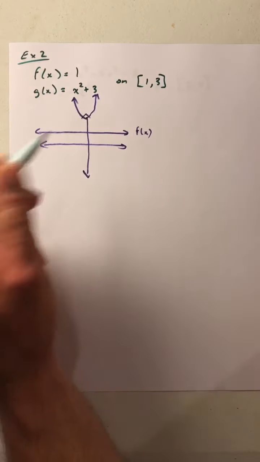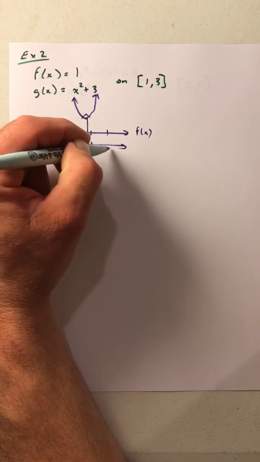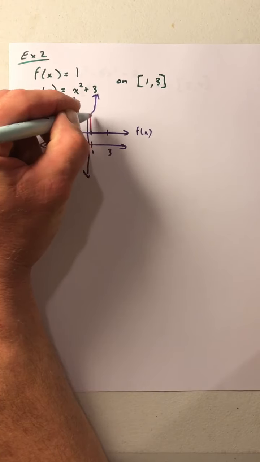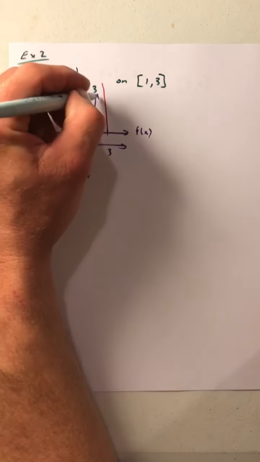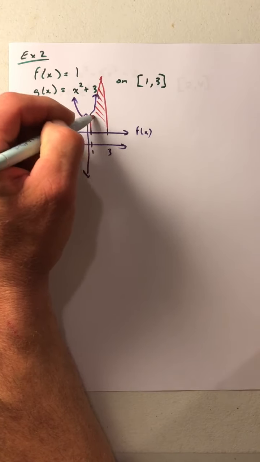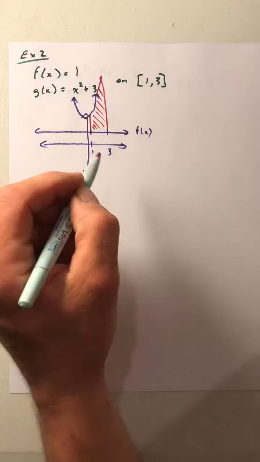Again, a quadratic. We're going from 1 to 3. So here's 1, here's 3 on our graph. We're looking between these two curves. That's going to go up a little farther. So we're going to have a fairly large area, it looks like, going from 1 to 3.